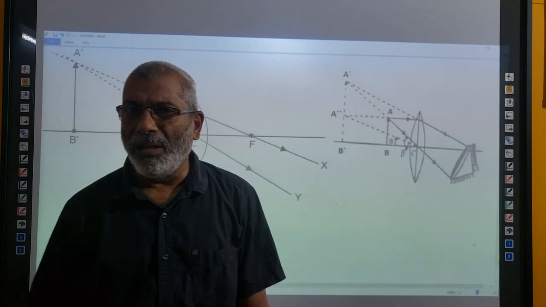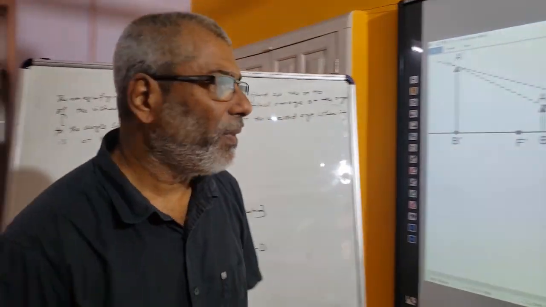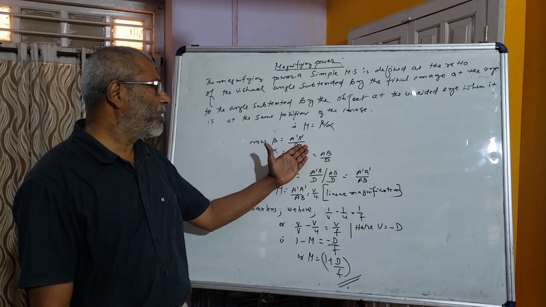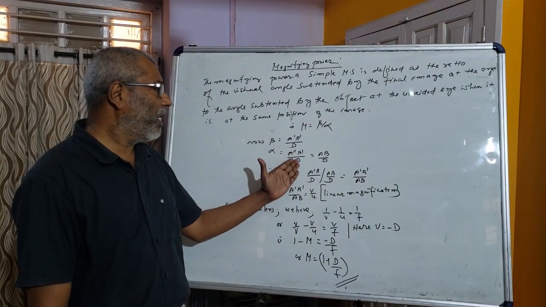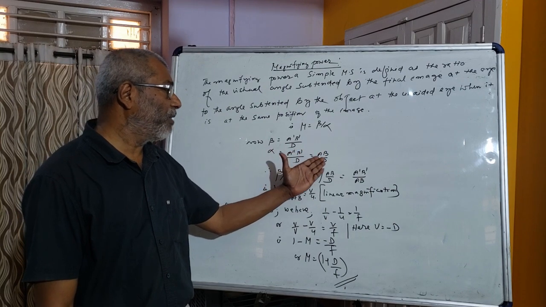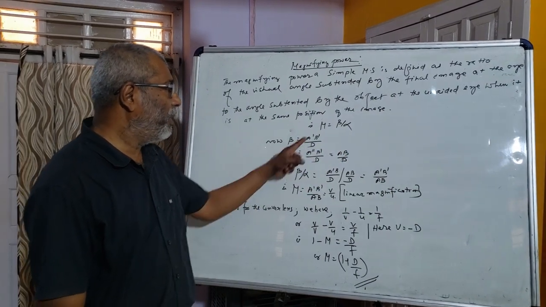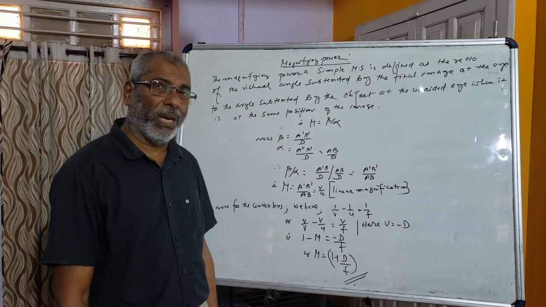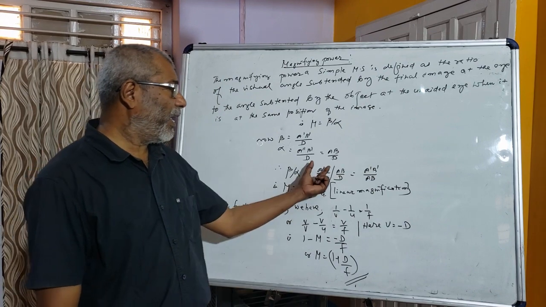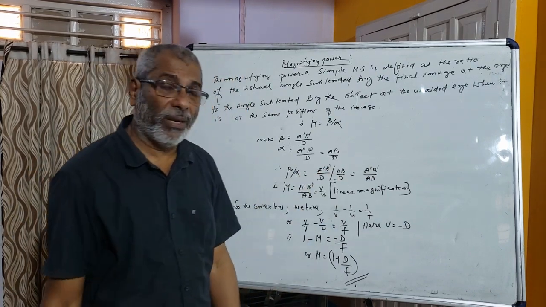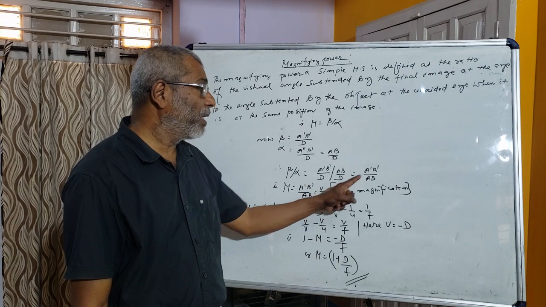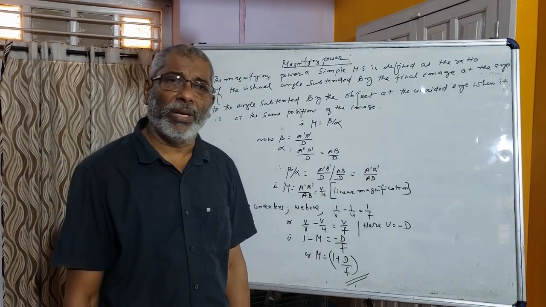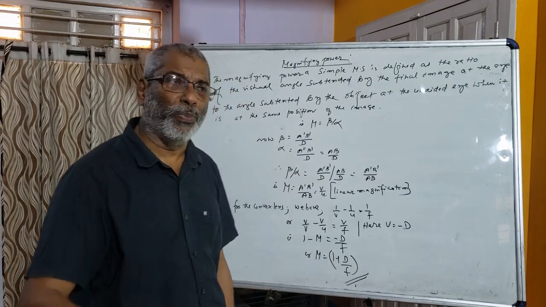Now alpha and beta are calculated as alpha is equal to A2 dash B dash divided by D. As A2 dash B dash is AB itself, therefore it is equal to AB by D. Beta is equal to A dash B dash by D. Therefore magnifying power M is equal to beta by alpha. That is A dash B dash by D divided by AB by D, that is equal to A dash B dash by AB. A dash B dash by AB is actually size of the image by size of the object.